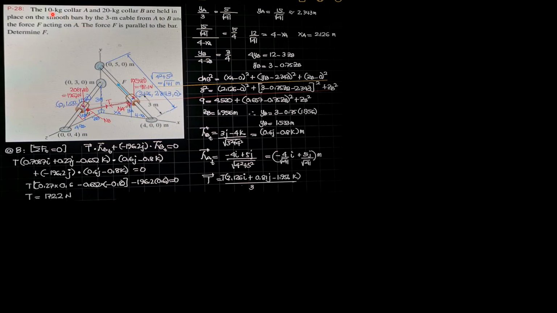So this is the problem: the 10 kilogram collar A and 20 kilogram collar B are held in place on the smooth bars by the 3-meter cable from A to B. So the length of the cable from A to B, this cable here, is 3 meters. And the force F acting on A is parallel to the axis of this bar. Determine the magnitude of F.